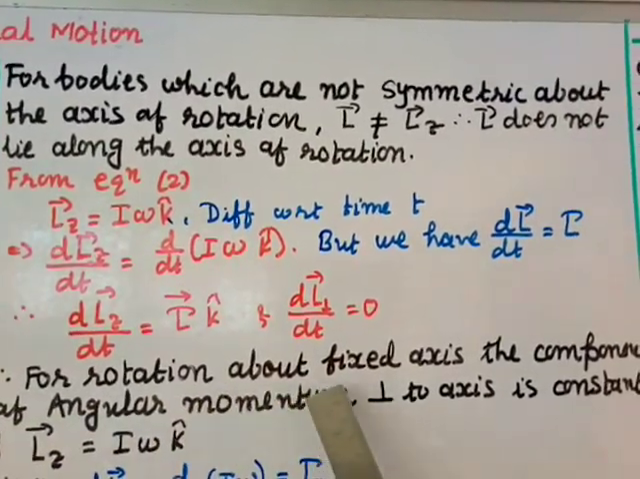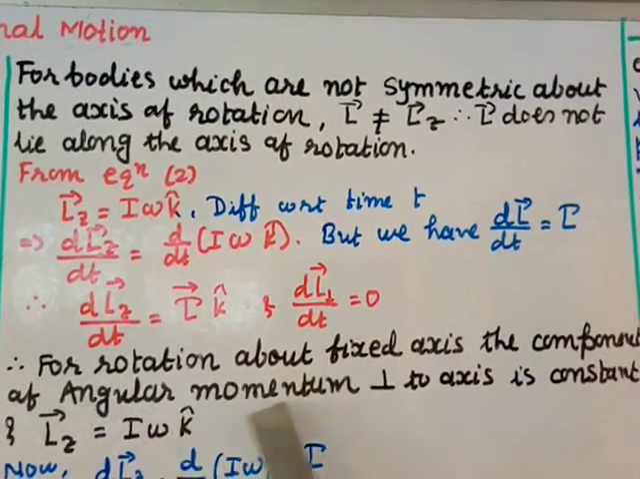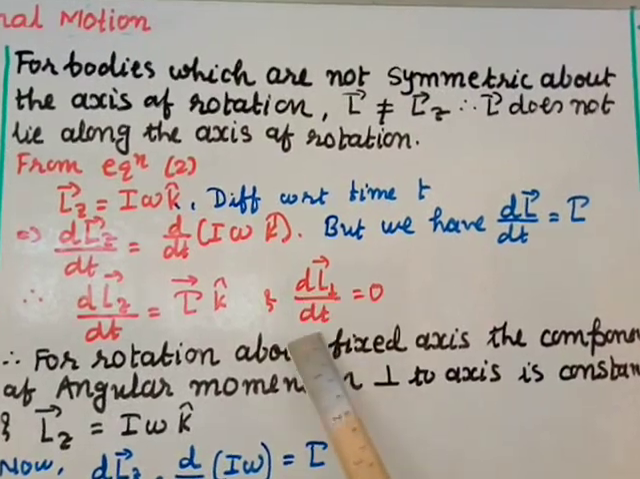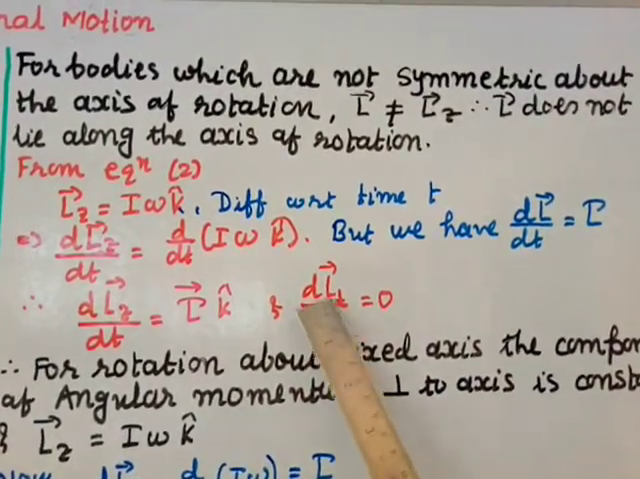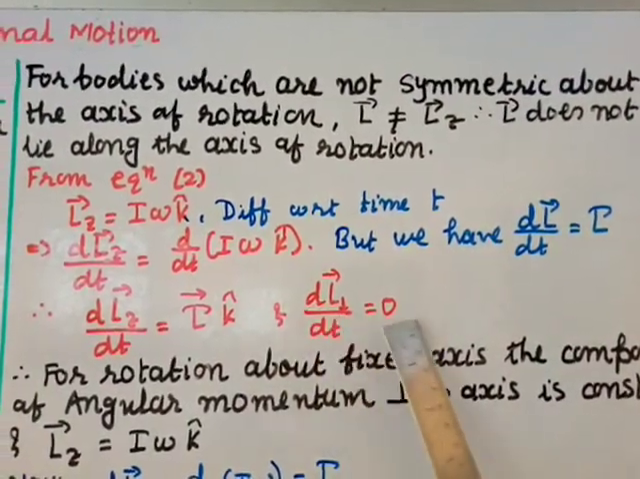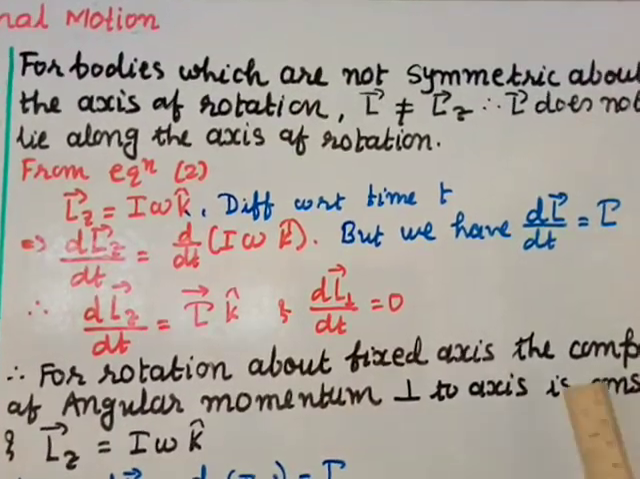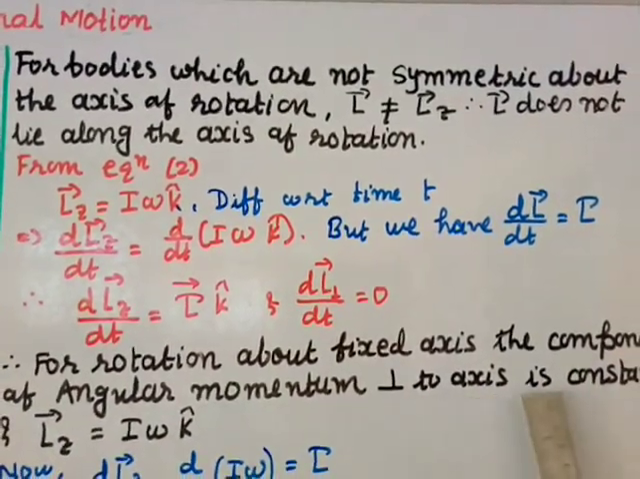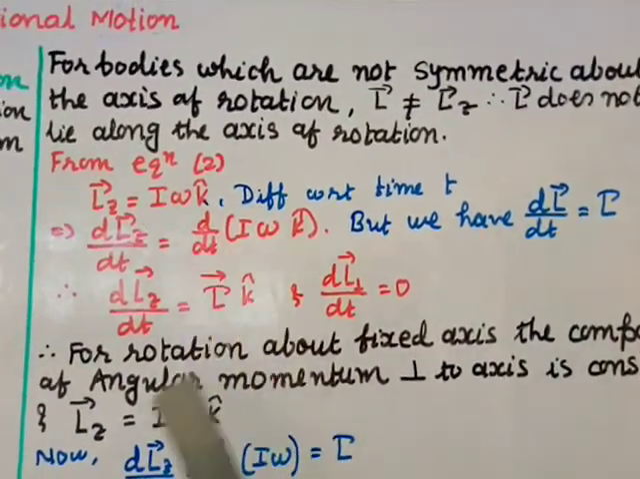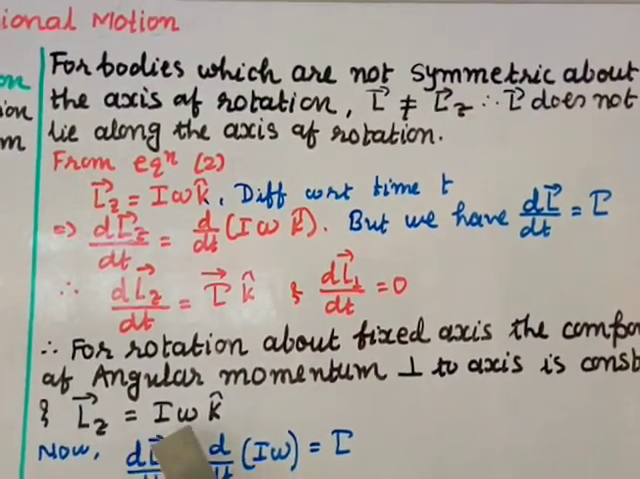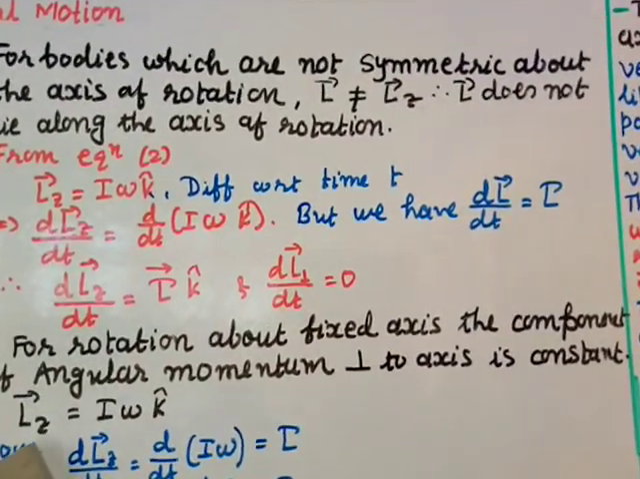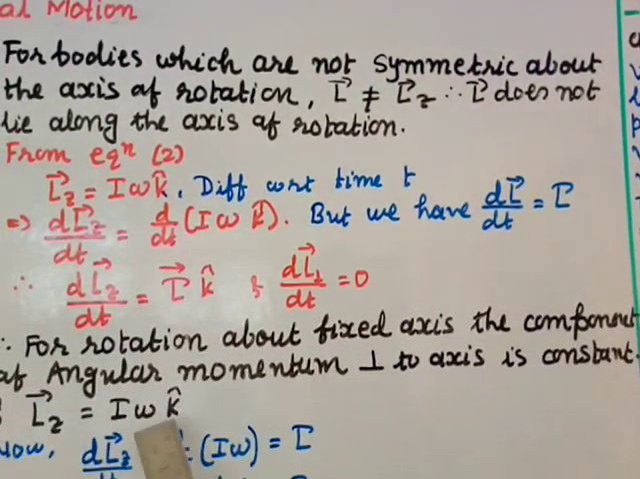Therefore, for rotation about a fixed axis, the component of angular momentum perpendicular to the axis is constant. Now see, if dL perpendicular by dt equal to 0, that means this value should be constant, because the derivative of any constant value is 0. So the angular momentum perpendicular to the axis is constant, right? And Lz equal to I omega k cap. I is the moment of inertia, omega is the angular velocity, and k cap is along the z axis, or along the axis of rotation. So it is k cap.